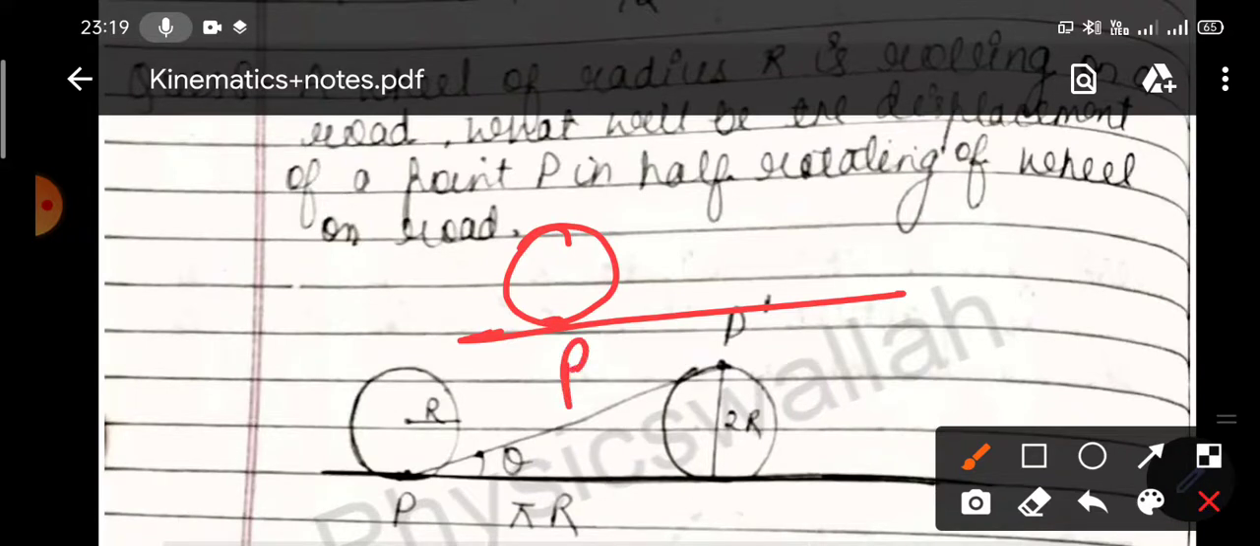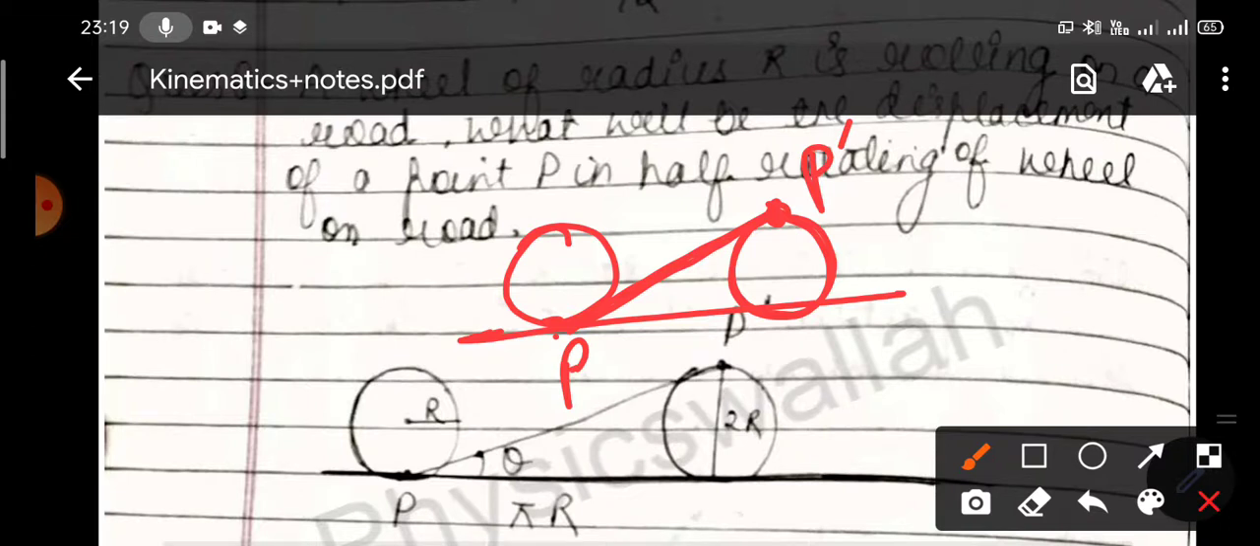Now if this wheel half rotates, then the point P will come in the upper portion. So the point P will come here, correct or not? Suppose this is P prime. If this wheel half rotates, then P prime will come here in the upper portion. So this distance to P prime is your displacement. You have to find out this distance to P prime.